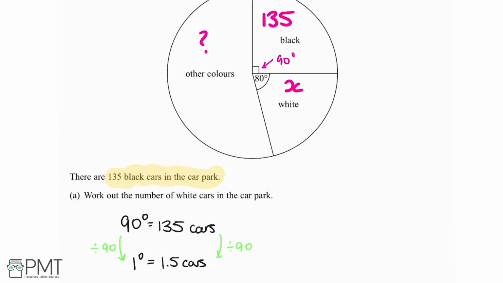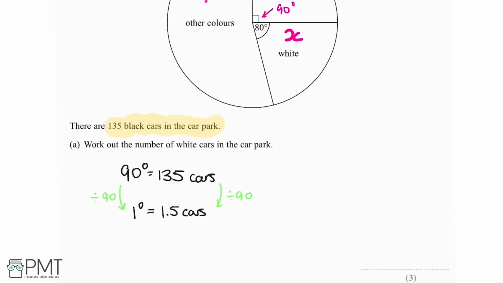So we'll work out the number of white cars in the car park. And we can see that that's represented by 80 degrees. So getting from 1 degree to 80 degrees, we're going to multiply by 80. So if we do that to this side as well, 80 degrees is 120 cars. And that's our final answer, 120 white cars in the car park.